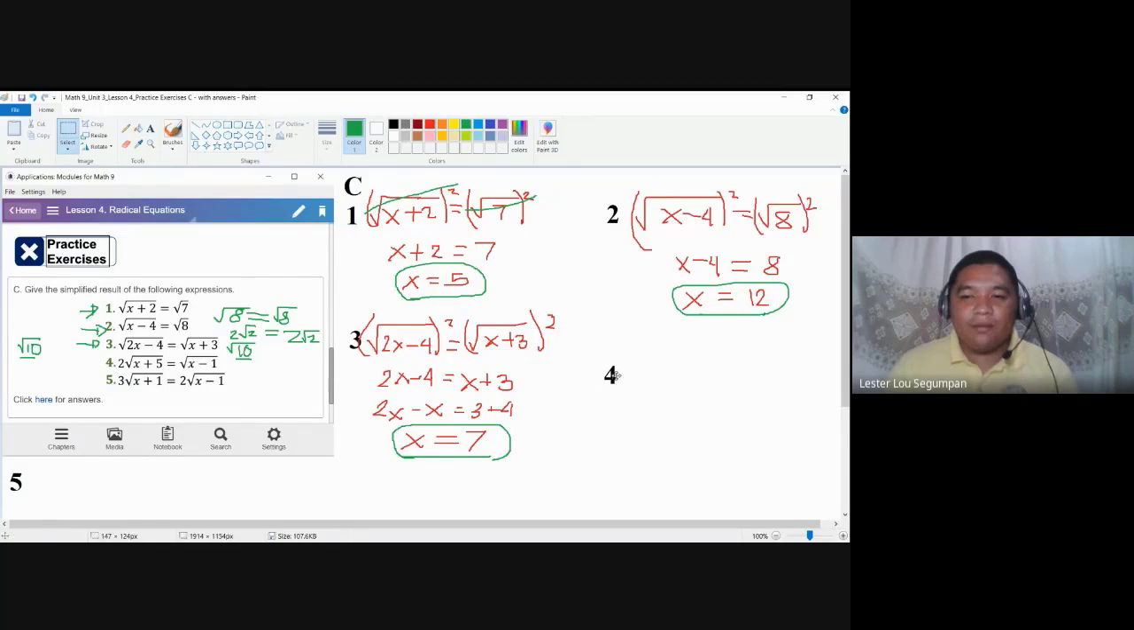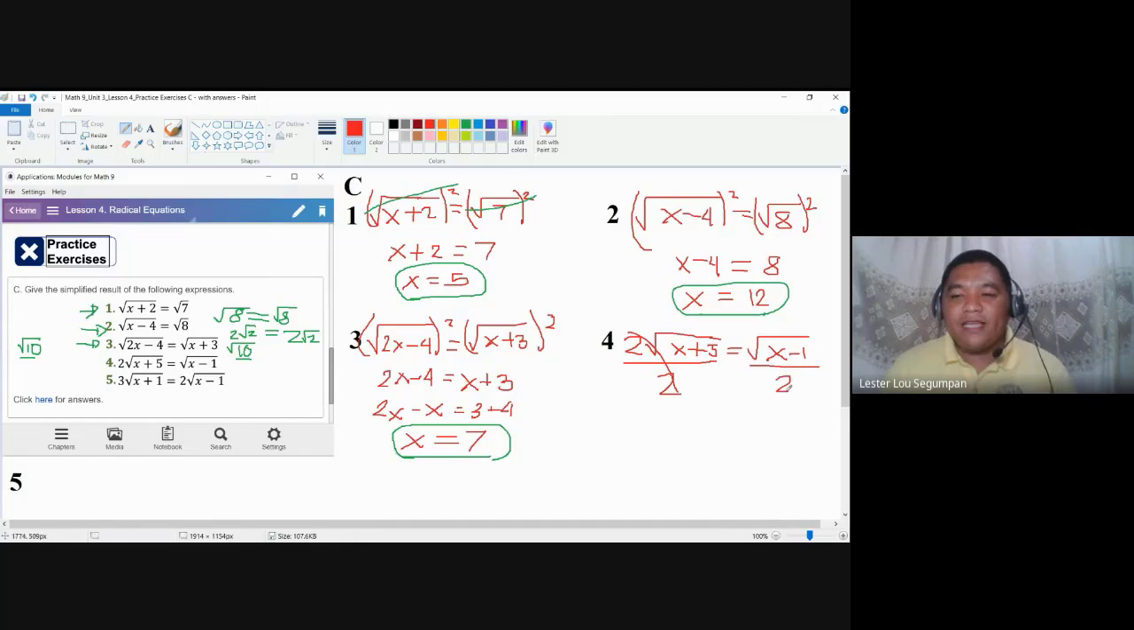The difference with number 4 and number 3 is that there is a presence of a coefficient 2 outside the given radical expression, the square root of x plus 1. Sorry, x minus 1. Okay. In the previous videos, we were able to identify that we could actually omit 2 by dividing 2 both sides. But by dividing 2 both sides, there is no other coefficient here that can also be divided by this one. So you will be left with a fractional form here.